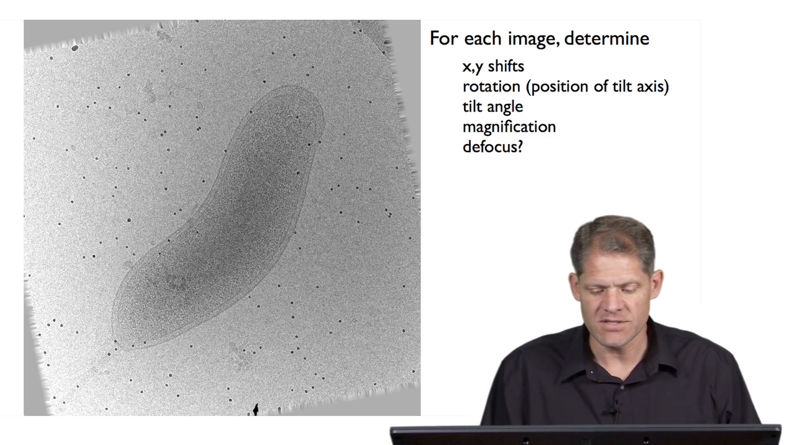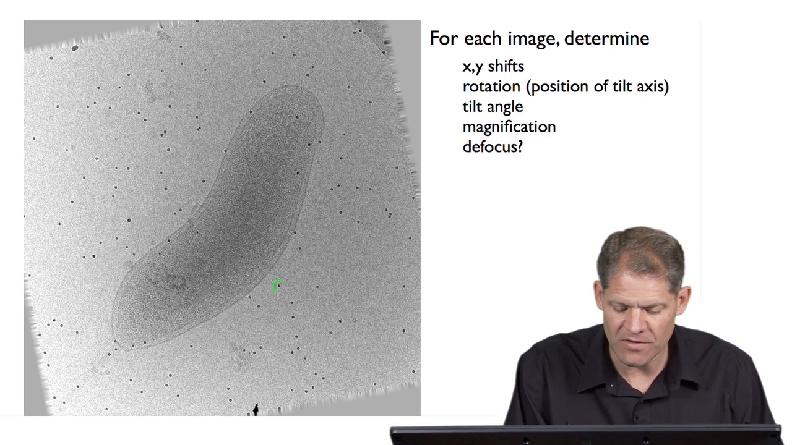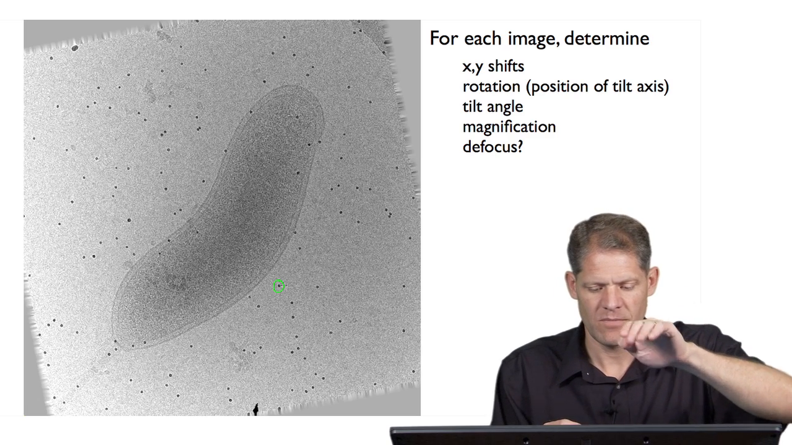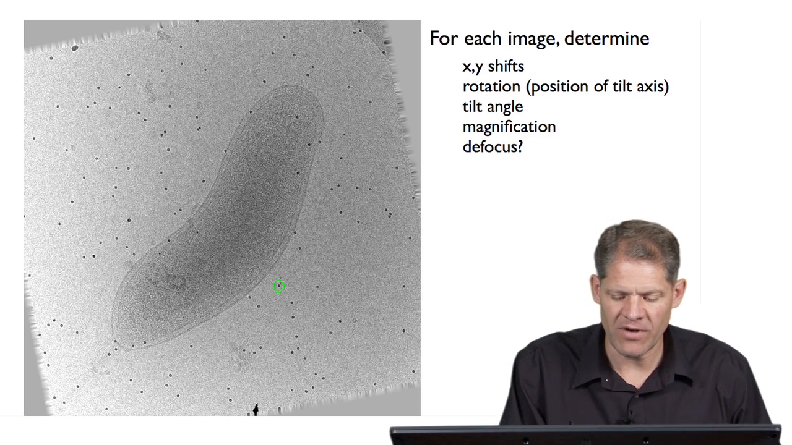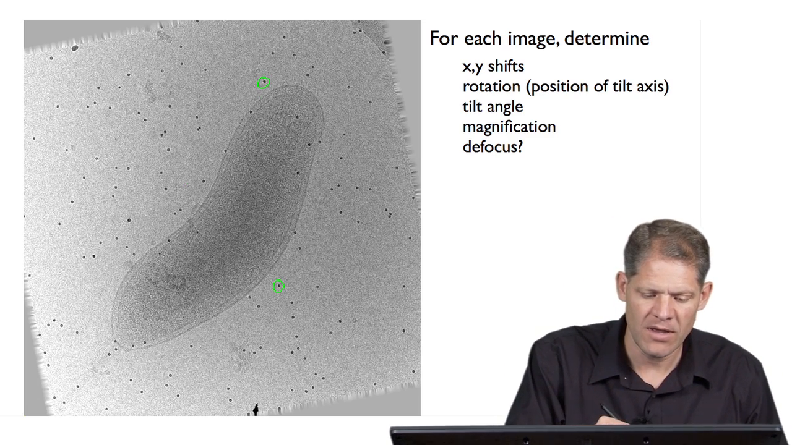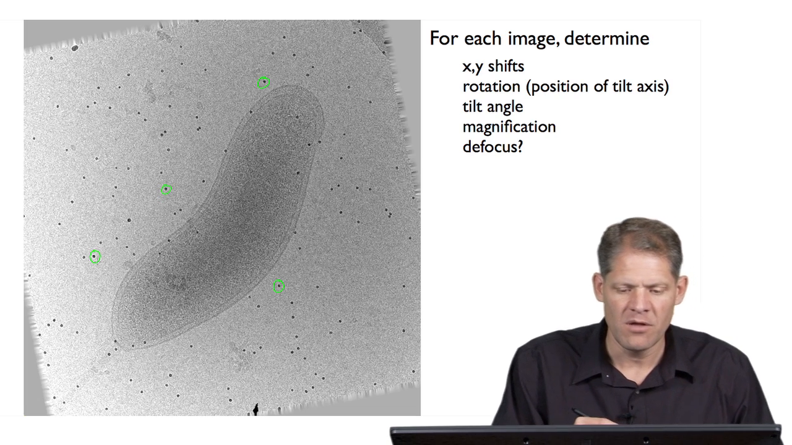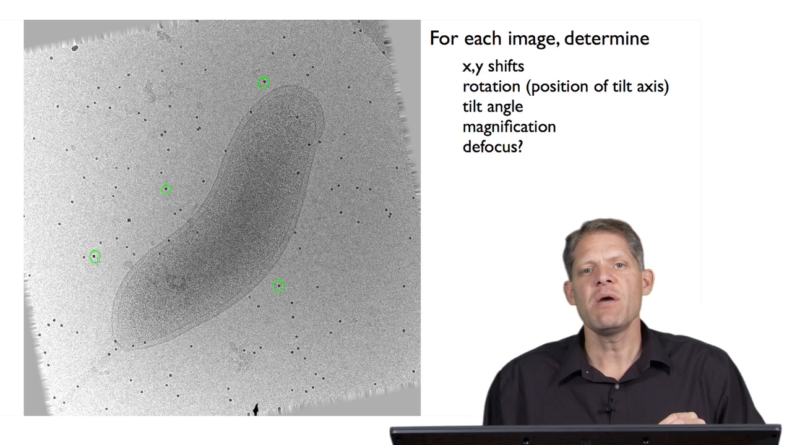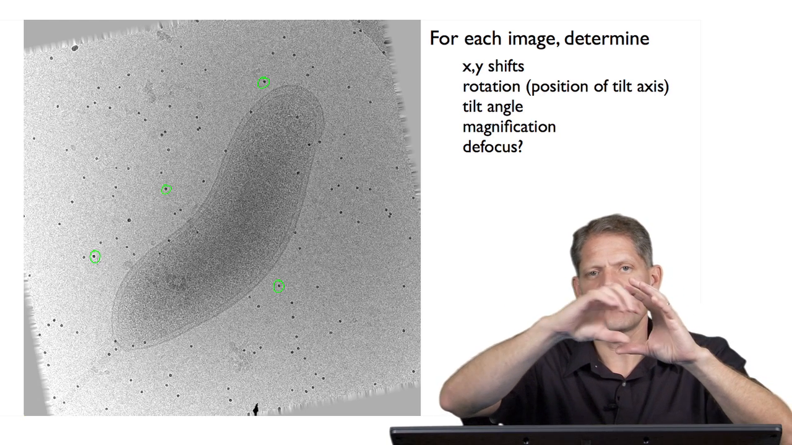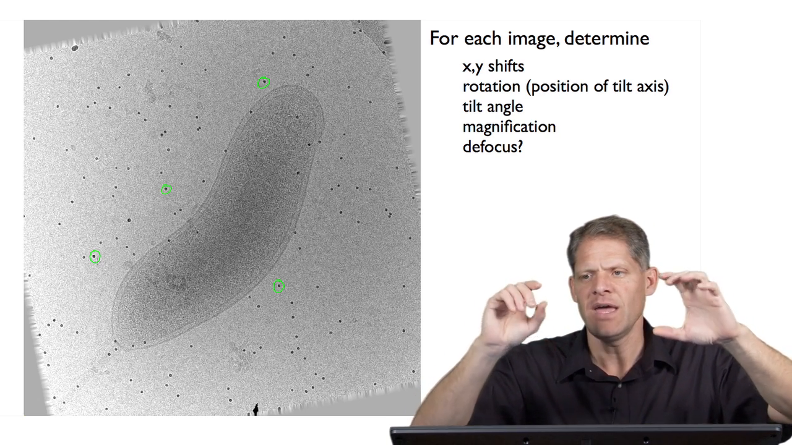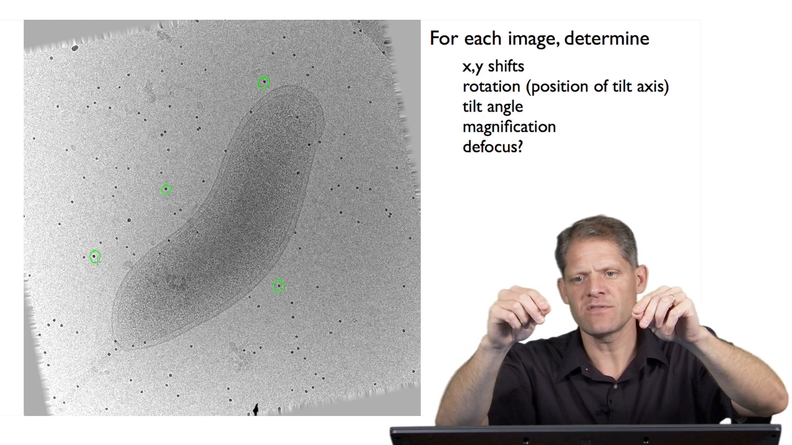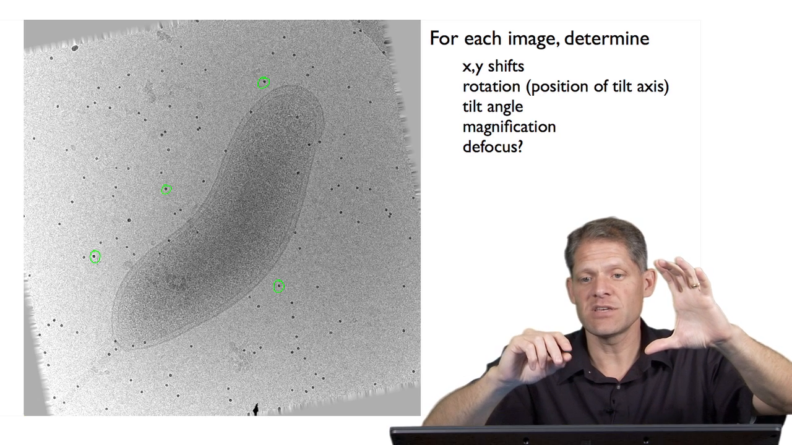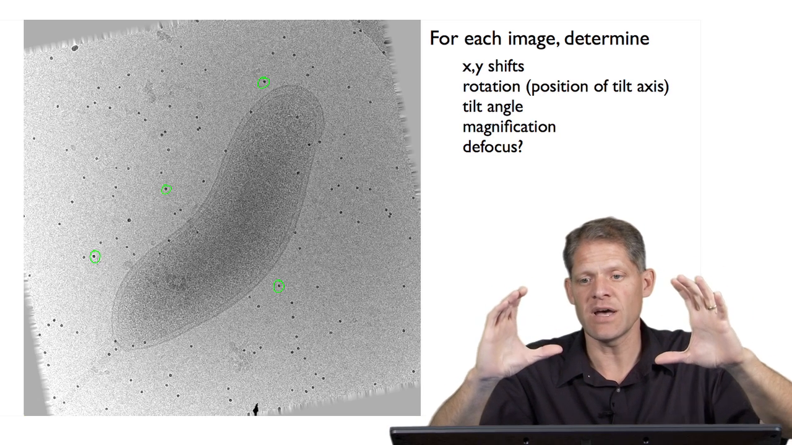So what the software does is it tries to identify the locations of individual gold beads throughout the tilt series. And it might try to identify this one, and this one, and this one, and this one, maybe 20 or even 40 different individual gold beads. And remember that this is a cell frozen in a 3D block of ice, and the gold beads are scattered throughout this object. And so some of them are high in the ice, and some are low in the ice, some are right next to the cell, some are far away from the cell.